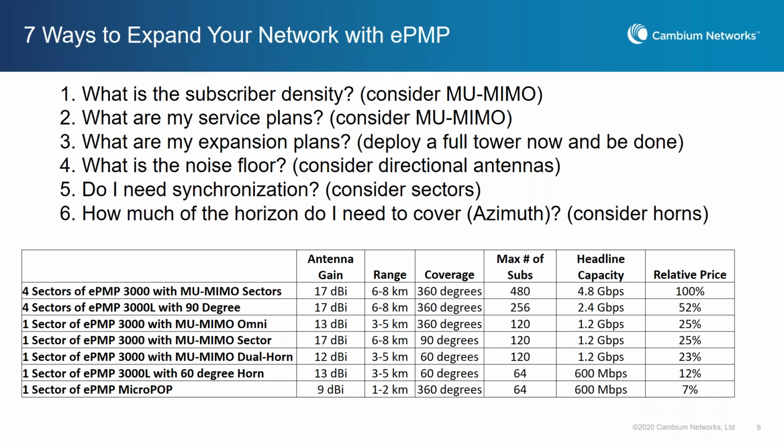So in the table at the bottom, you can see, as a reference point, we offer a number of different approaches to this. We have our EPMP 3000 4-sector with MU-MIMO synchronized. That's the ultimate. Everything is maxed out. You get lots of gain, lots of subscribers, lots of capacity. You can also go to the little brother of the 3000, which is the 3000L. Start with a 90-degree sector. That's a 2x2 access point. We have also recently introduced Omnis, a dual horn, which I'll mention, and then a MicroPOP. So I'll go through some of these in a little more detail.